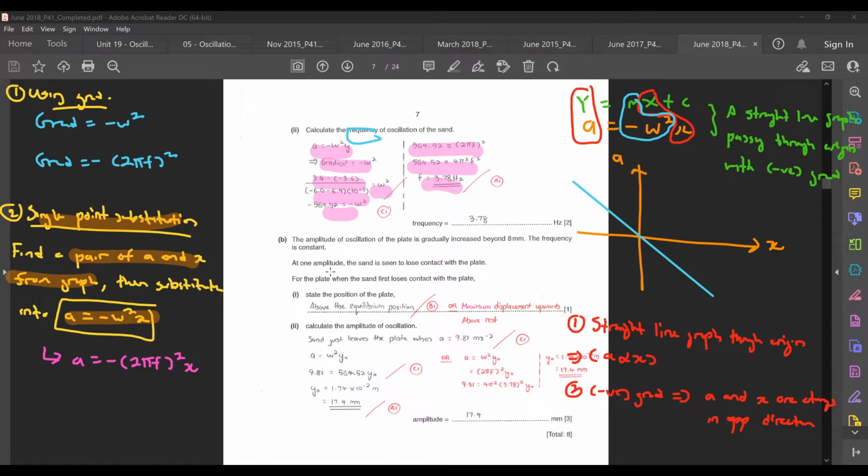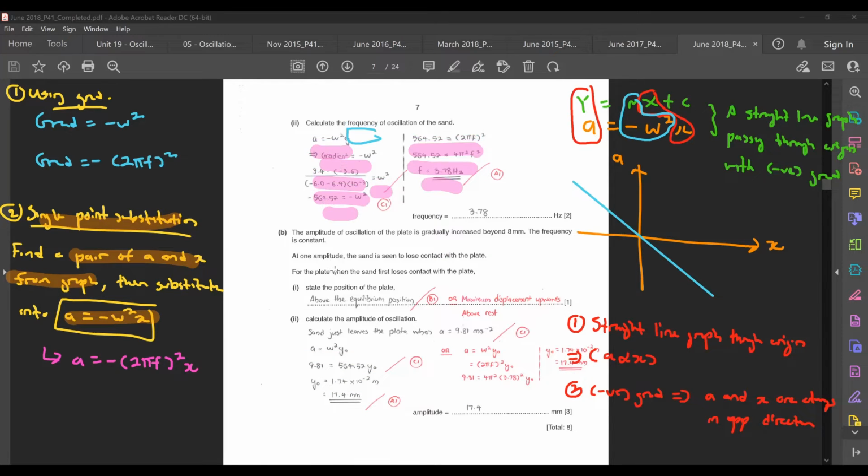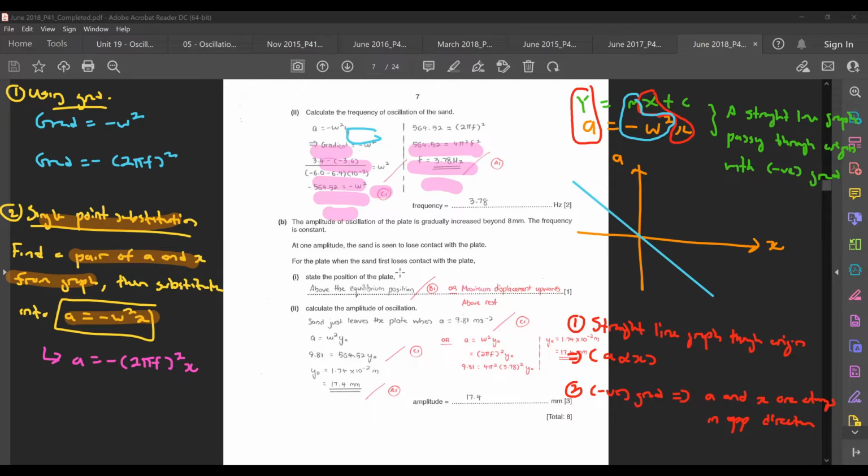All right. Now part b is the one that's a bit different than the rest. This is the one I want to discuss with you. Now the amplitude of oscillation of the plate is gradually increased beyond 8 millimeter. The frequency is constant. At what amplitude is the sand seen to lose contact with the plate? For the plate, when the sand first loses contact with the plate, state the position of the plate and then calculate the amplitude of oscillation.